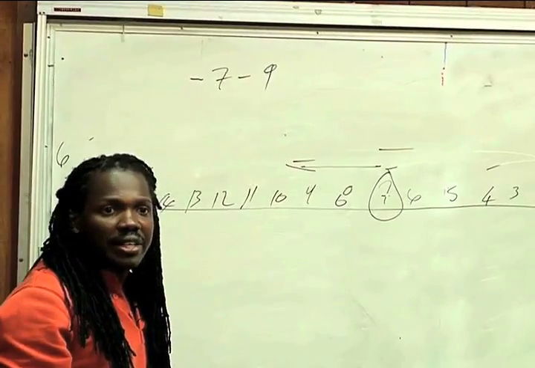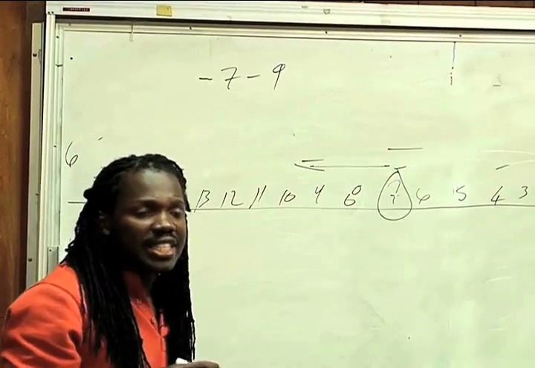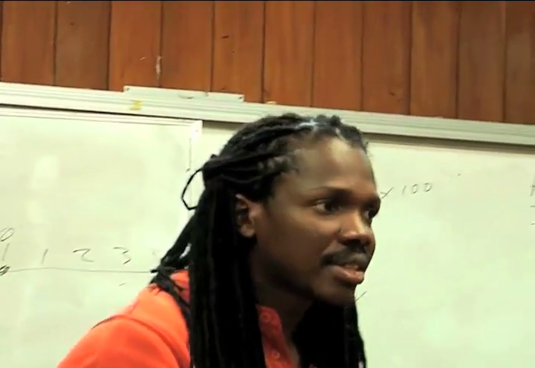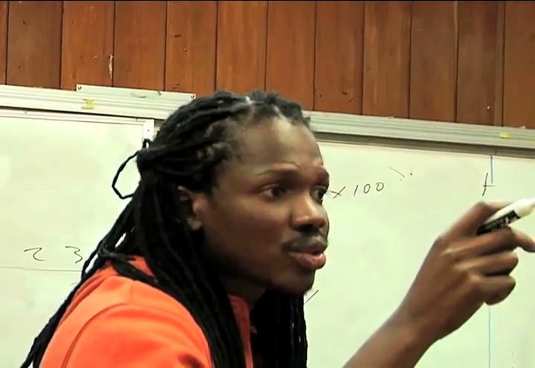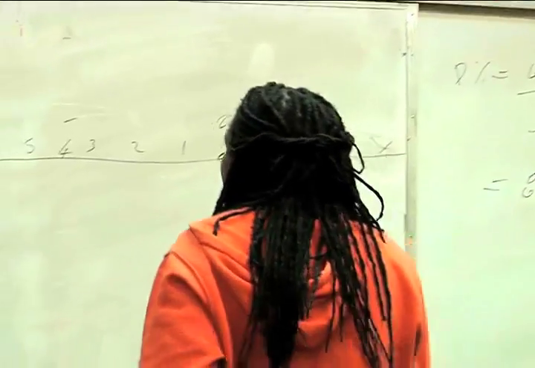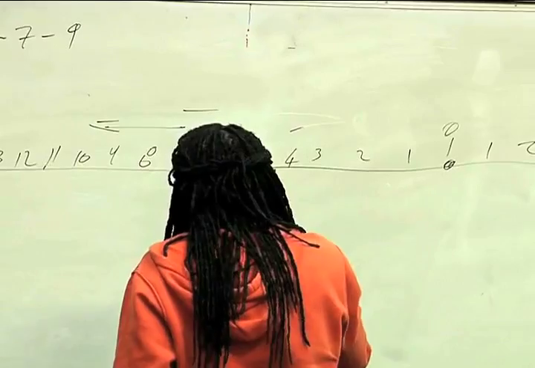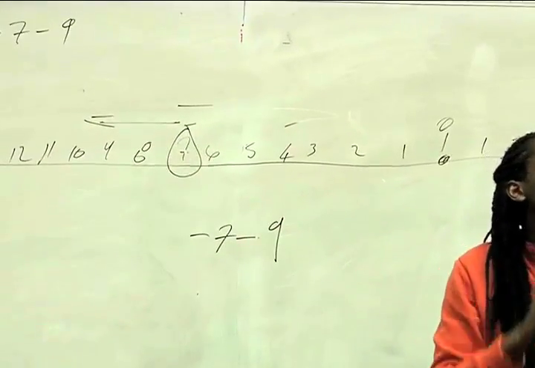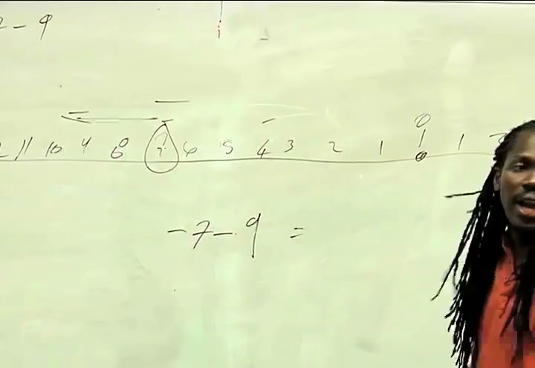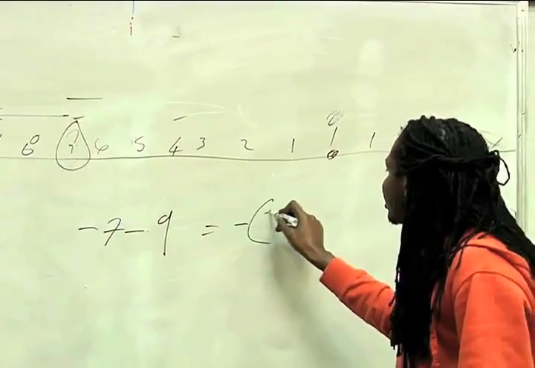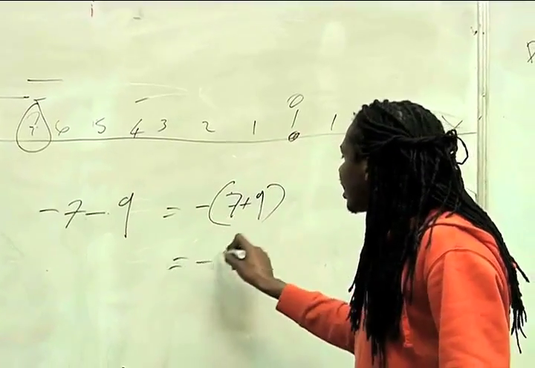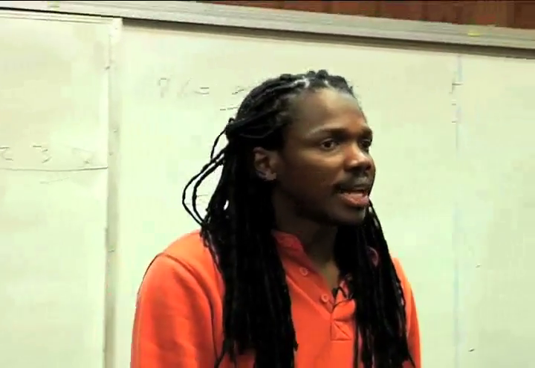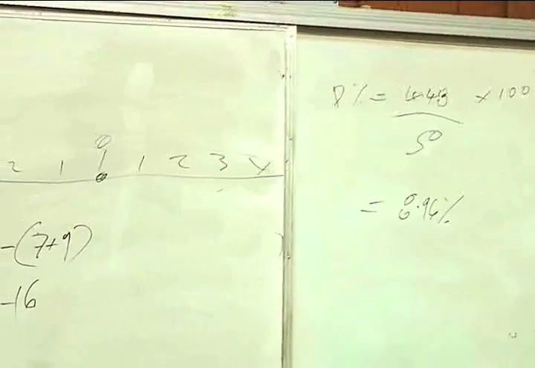Want to see your tricky one? So minus 7 minus 9 is what? Negative 16. So what you do, you don't have to start now. Minus 7 minus 9 means you're going to add the two numbers and replace your negative. Negative bracket 7 plus 9 equals negative 16. See that?